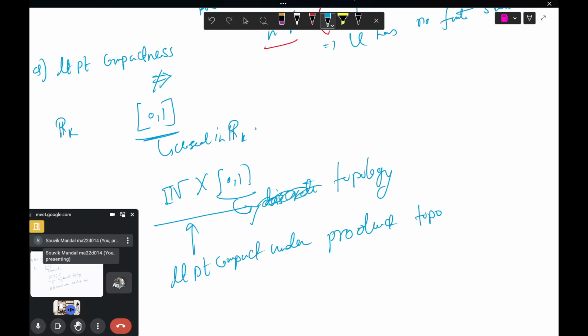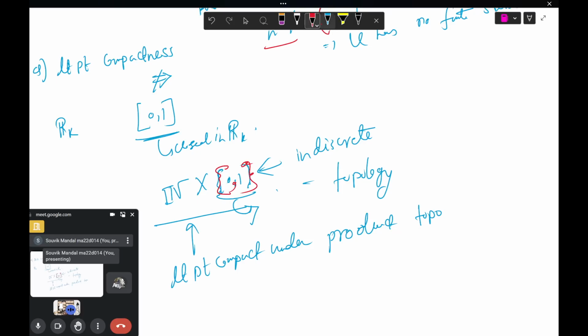Sorry, here you need to consider the doubleton {0, 1} with the indiscrete topology. So the point is that N cross the doubleton {0, 1}, with the open sets being the empty set and the whole space, constitutes an indiscrete topology. Under that, N cross {0, 1} is limit point compact on the product topology. But obviously it is not compact. Now try to realize why N cross {0, 1} is limit point compact.